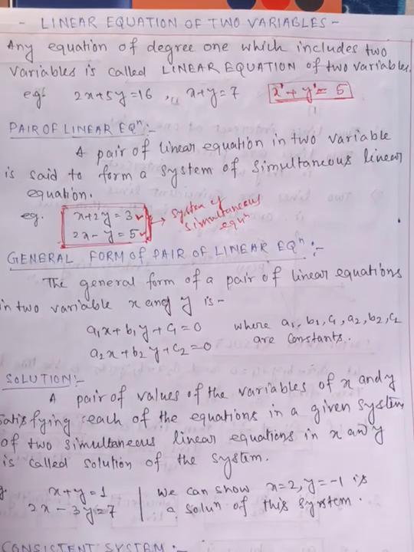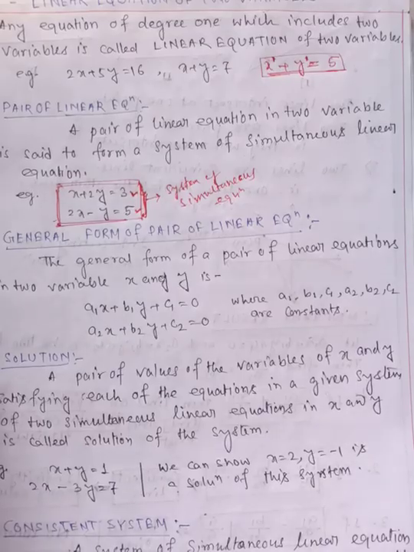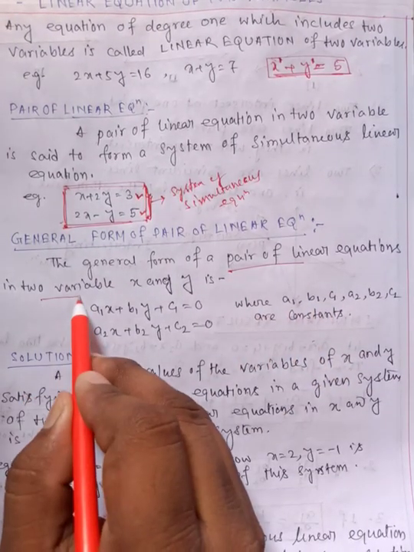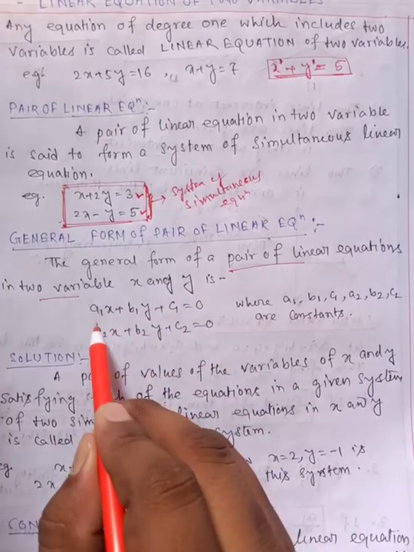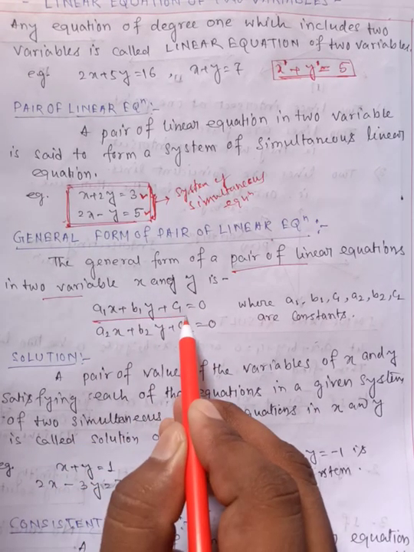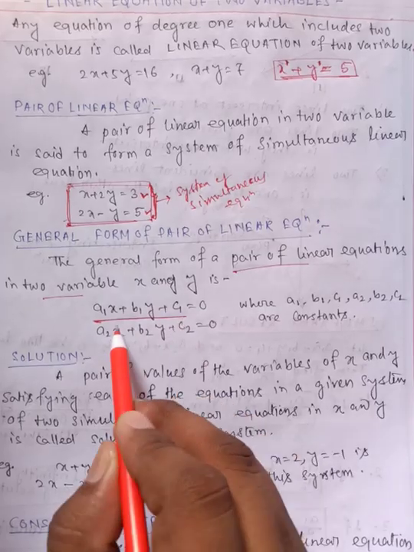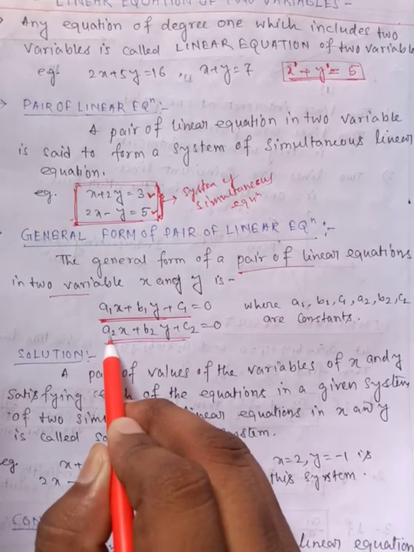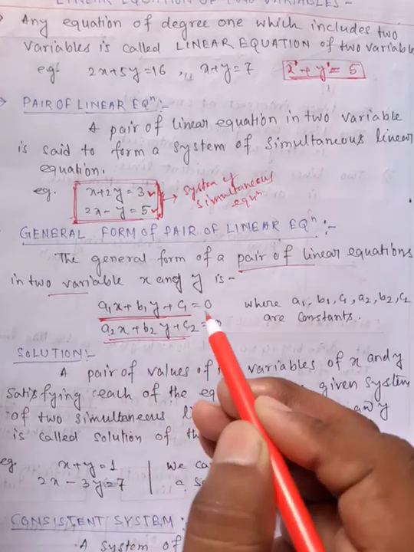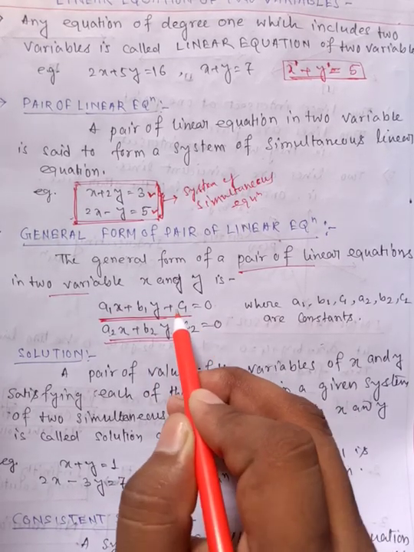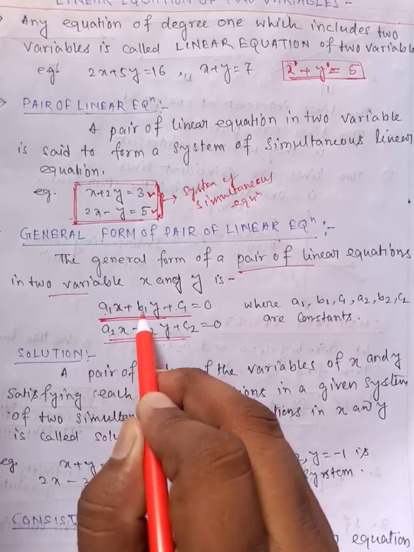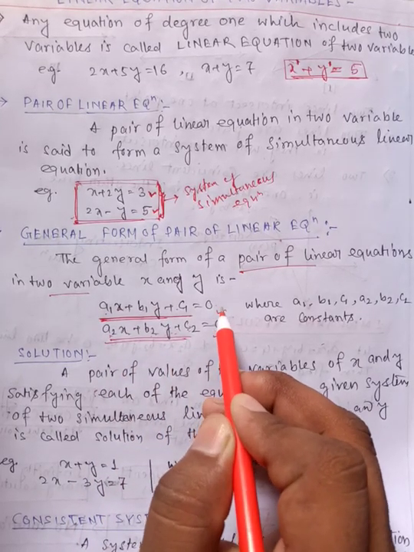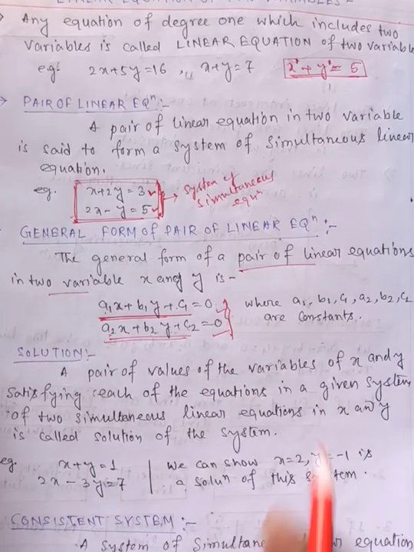Next, what is the general form of a pair of linear equations? The general form of a pair of linear equations in two variables x and y is a1x plus b1y plus c1. This is a linear equation in two variables x and y. Another equation is a2x plus b2y plus c2. We have taken the constant term on the left side, that is a1x plus b1y plus c1 and a2x plus b2y plus c2 = 0. These are two linear simultaneous equations together.